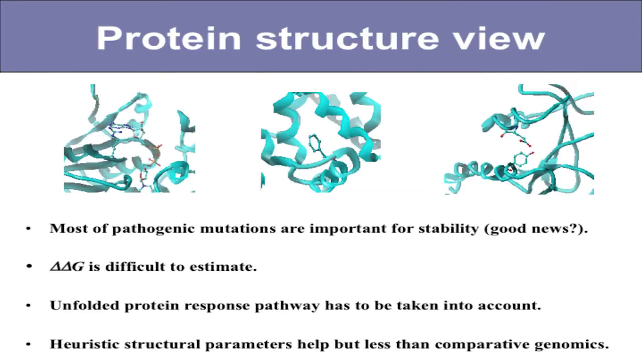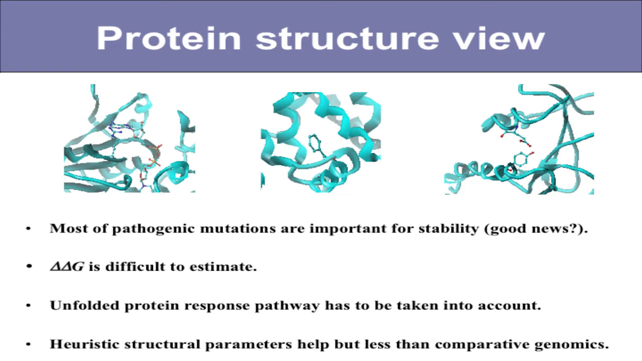Another source of information is, of course, protein structure. And here, a great observation is that most pathogenic mutations affect stability rather than specific functional sites, right? Why is this happening? This is happening because the mutational target is much larger. There are many more ways for me to change the stability of the protein than to alter specific binding or some specific change. That seems like good news because you can look at protein stability.